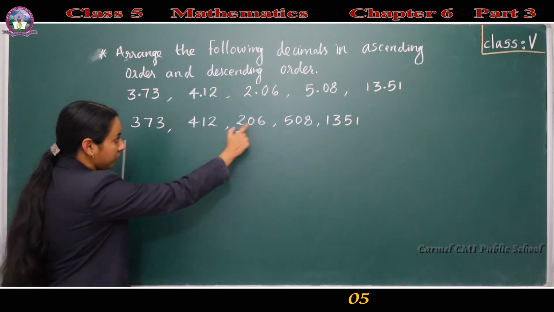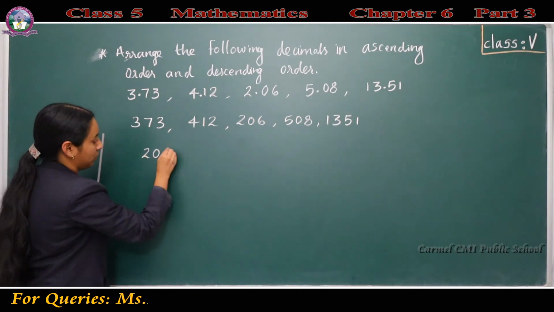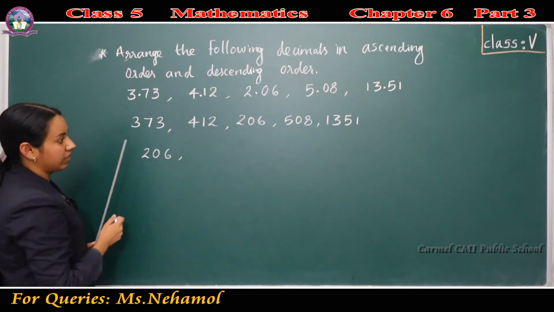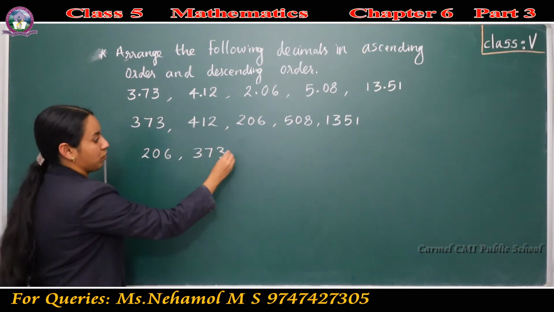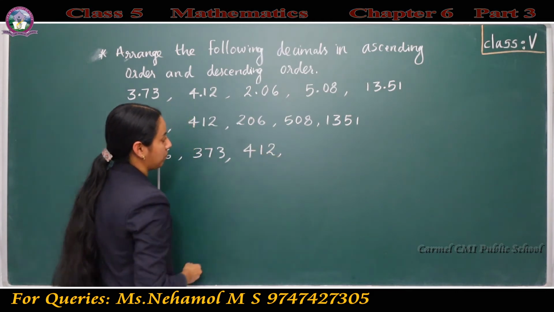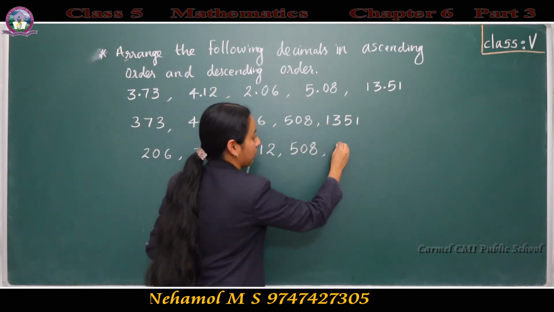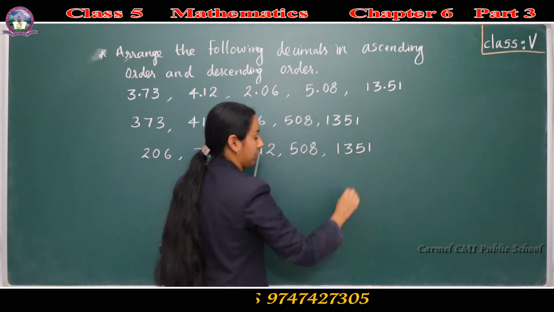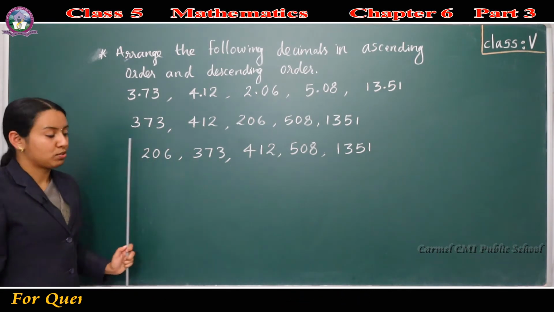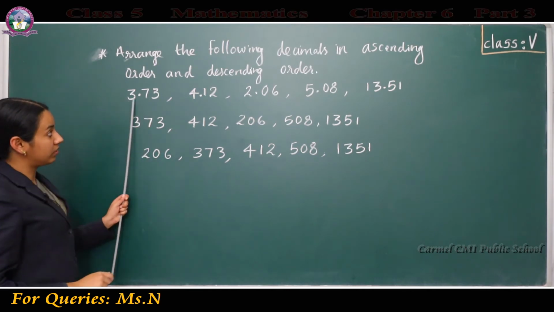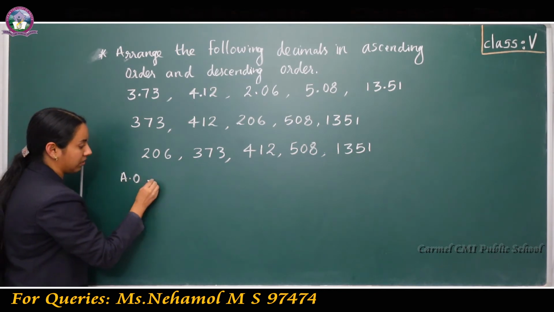Then among these numbers, which one is smaller? 206. Then next one 373. Then 412. Then 508. And at last 1351. This is the ascending order of these numbers. So we have to find the ascending order of these decimals. So we can convert them to the ascending order of decimals.